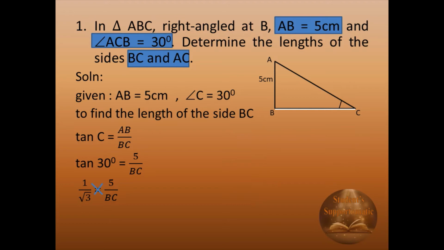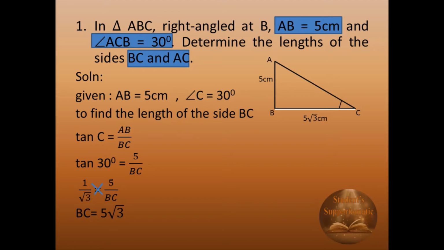Now we just cross multiply these values. It becomes BC is equal to 5 root 3. So we got the value of one side BC, that is equal to 5 root 3 centimeter. Now we have to find out the AC value, and easily we can find this by using the Pythagoras theorem, but the rule is what? We have to find using the trigonometric ratio values.